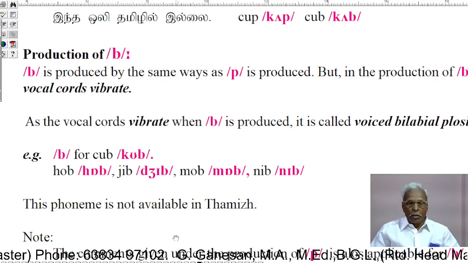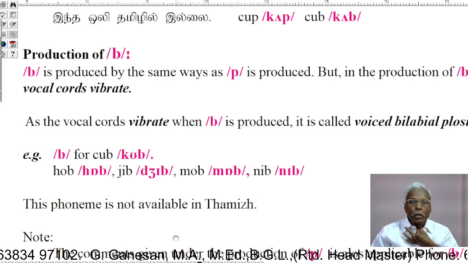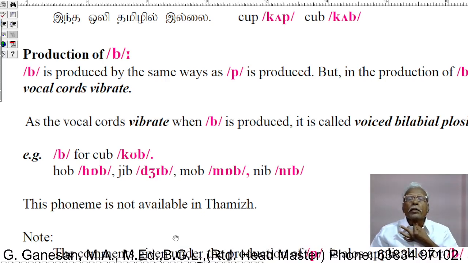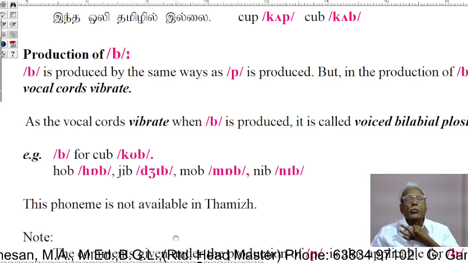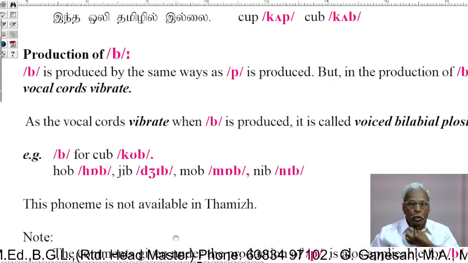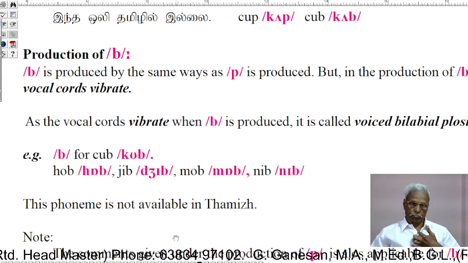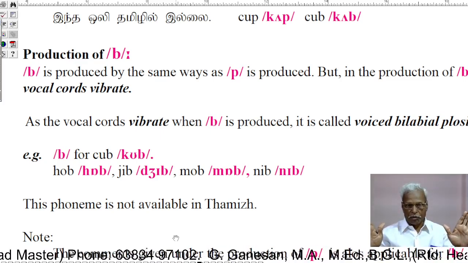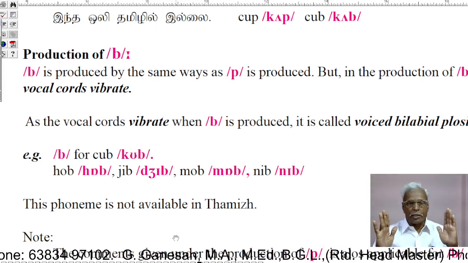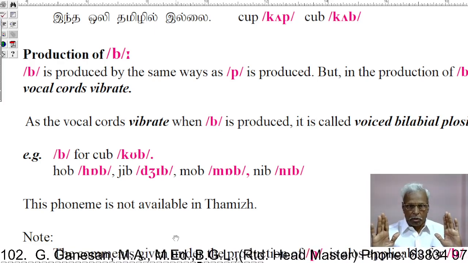How? See me. /p/, /b/, /p/, /b/. You see that this spot, this cord will go down and up. /b/, /b/, /b/, /b/. And this is the difference between these. The same, but one is vibrated, voiced, and the other is voiceless. This phoneme /b/ is not available in Tamil.